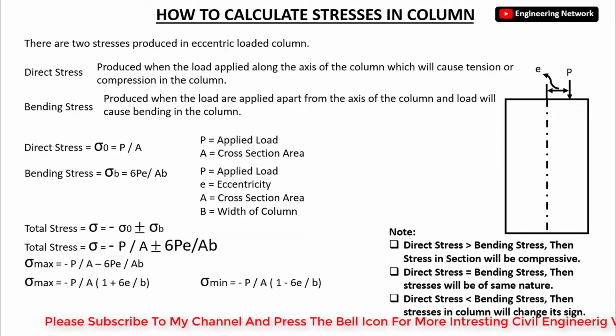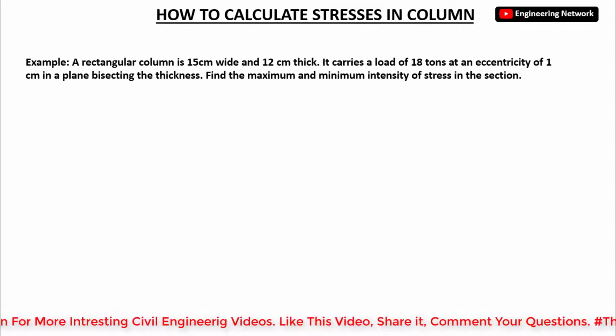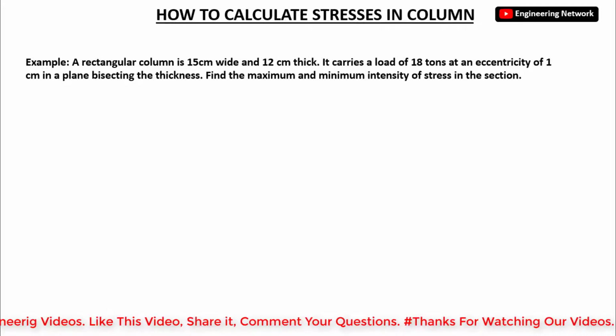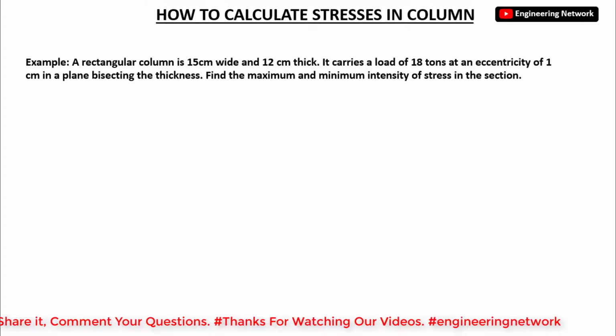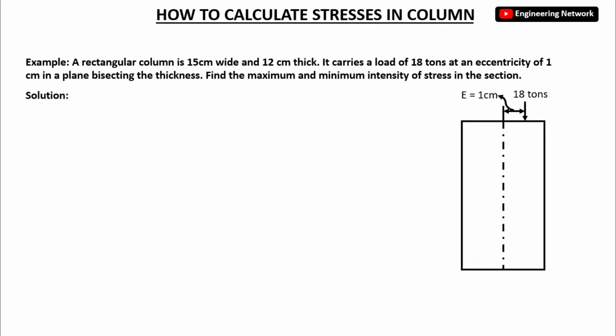So now let's solve a few numerical questions. The question states that a rectangular column is 15 cm wide and 12 cm thick. It carries a load of 18 tons at an eccentricity of 1 cm in a plane bisecting the thickness. Find the maximum and minimum intensity of stress in the section. Now in order to solve this question, first I have to calculate the direct stress and bending stress, and I will check whether the stresses produced in the section will be compressive or tensile, or both compressive and tensile, right?